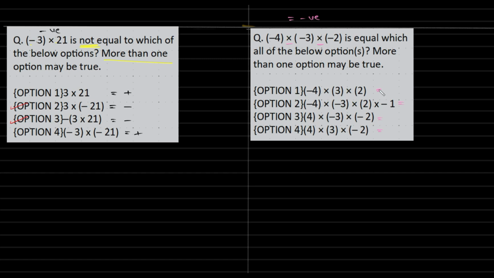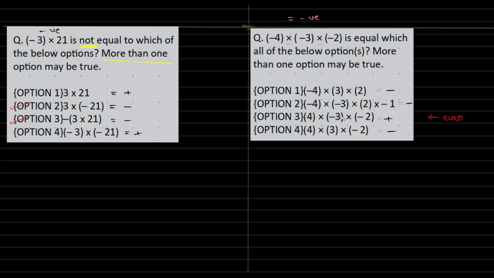First option, an odd number of negatives, will give me negative. Second option, an odd number of negatives, again gives negative. Third option, positive. Fourth option, negative, right? Because the fourth option has only one negative, the third option has two negatives, the second option has three negatives. So wherever you see an even number of negative terms getting multiplied or divided, you get a positive answer, and an odd number of negatives will give you negative, right?